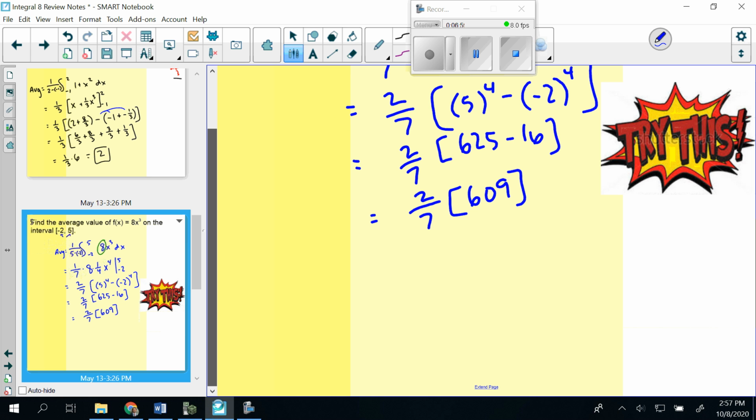If you multiply this by 2/7, this probably would be something with a calculator, or else you'd have to go through and do it longhand, but this does come out to equal 174. So that would be the average value. If you got that, nice job.